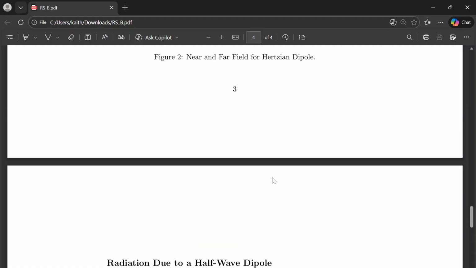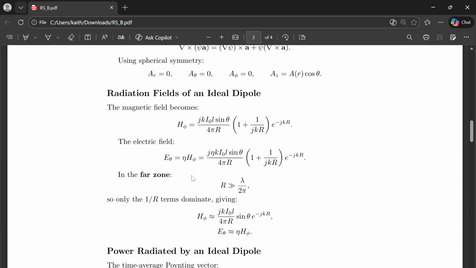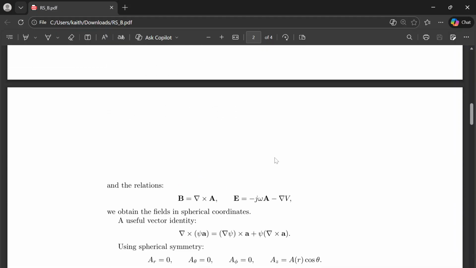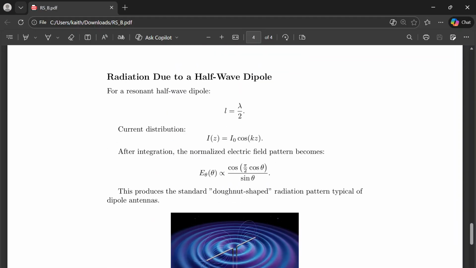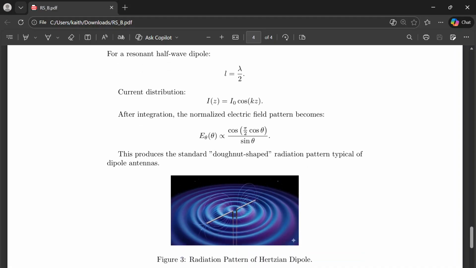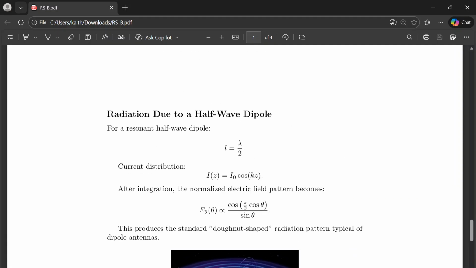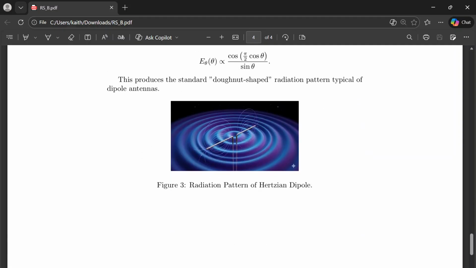Now, when we use the above equations, we first find the vector magnetic potential and then the electric field. We find that the electric field is directly proportional to cos of (pi by 2 cos theta) divided by sin theta. This gives the electric field pattern of this half wave dipole. When we plot this, we typically get a donut shaped radiation pattern for this half wave dipole antenna. You can see in this picture how the radiation pattern looks.